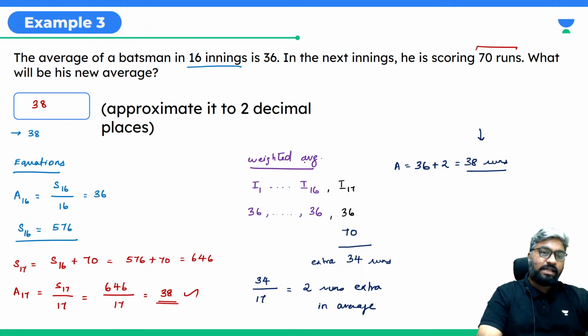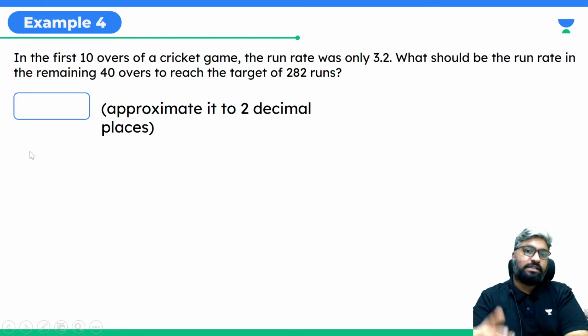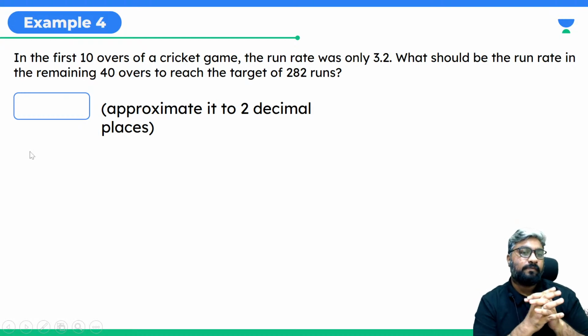So using weighted average, you can do it without equations, without doing massive calculation. You can do this mentally itself. You don't even have to write it down on a piece of paper. 70 minus 36 is 34. 16 plus 1, 17 innings. 34 by 17 is 2. 36 plus 2 is 38. Clear? Yes, that's the beauty of weighted average. Try the next question.